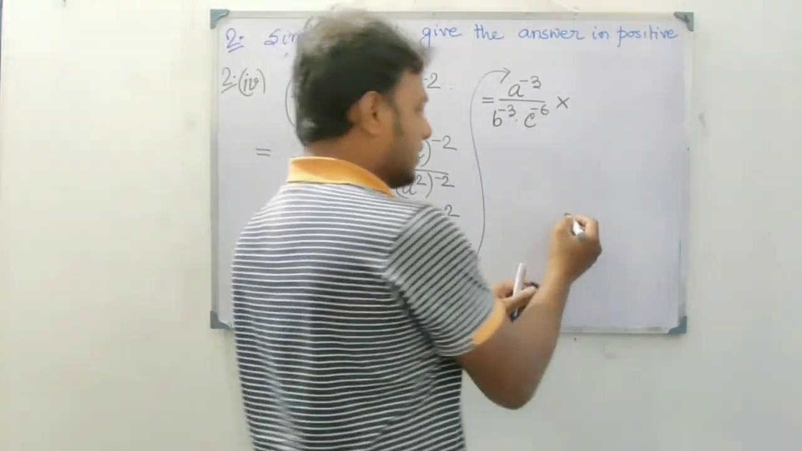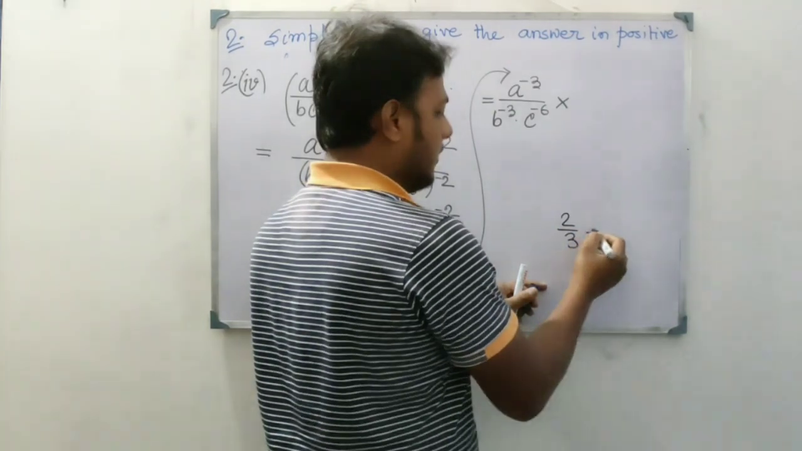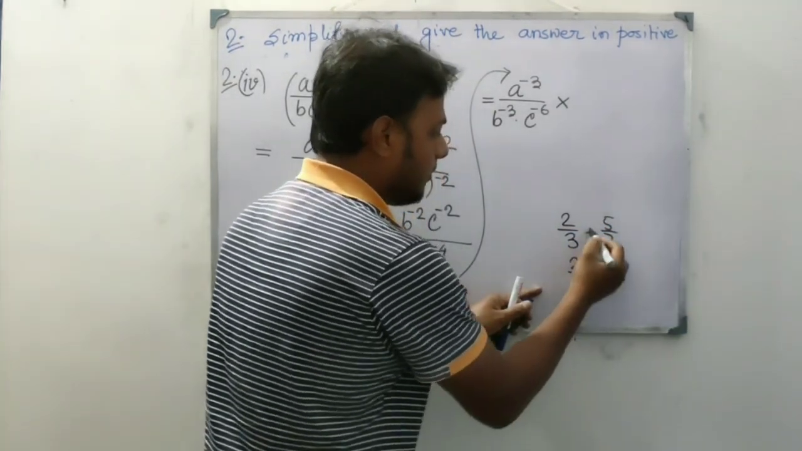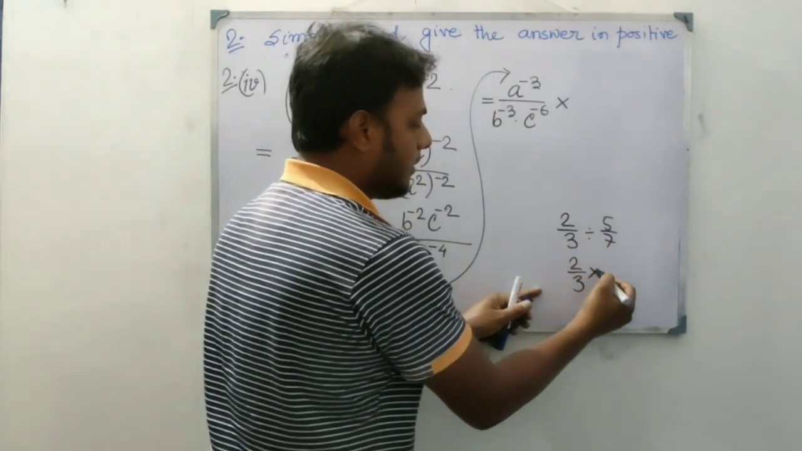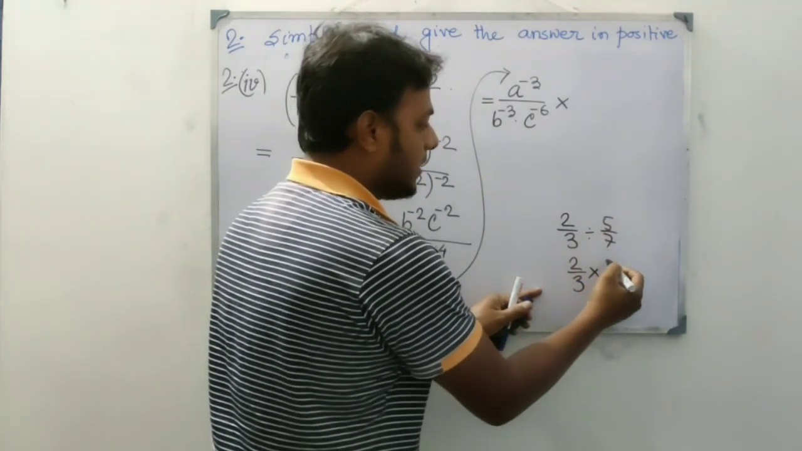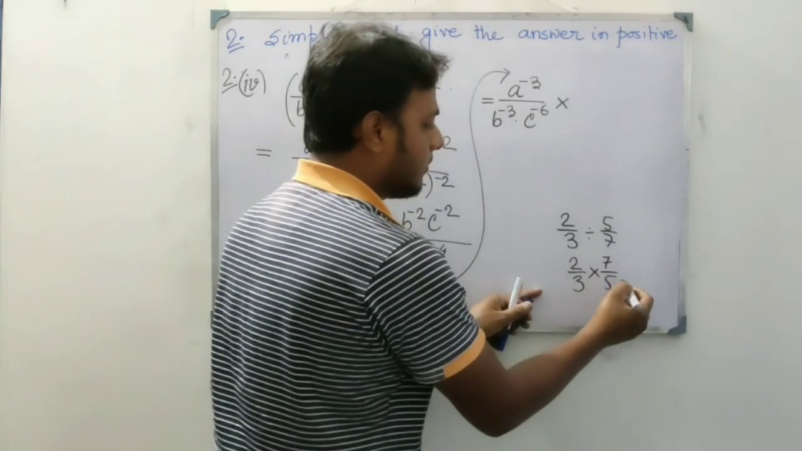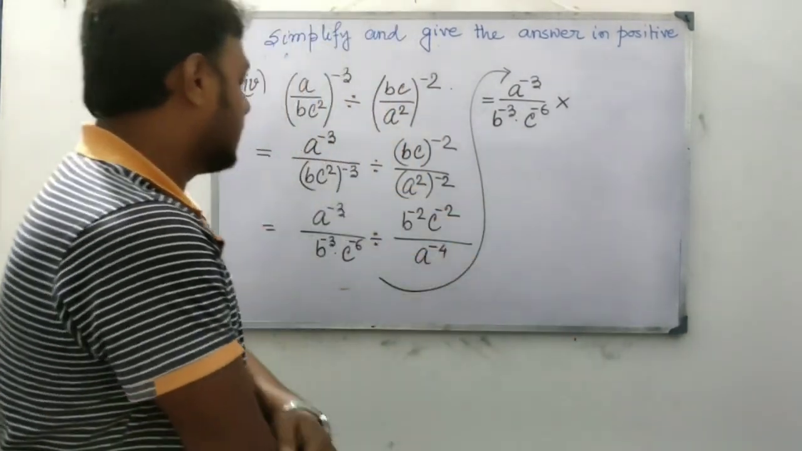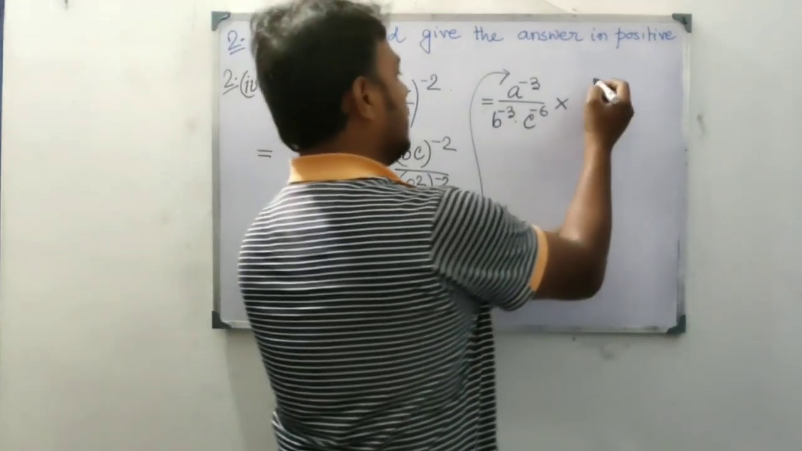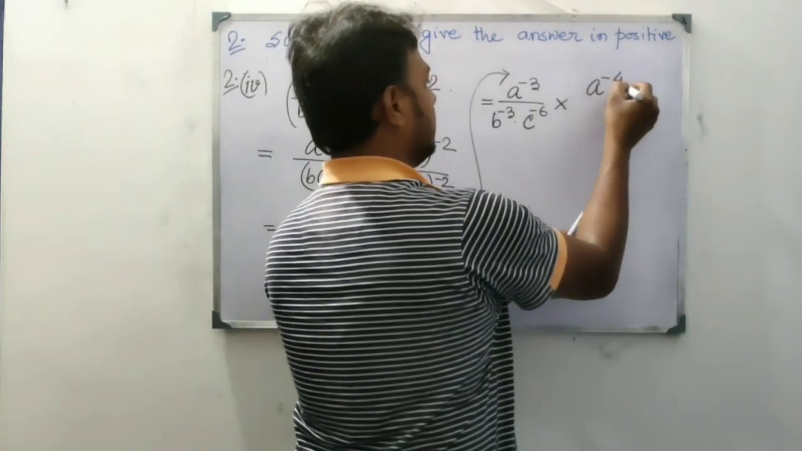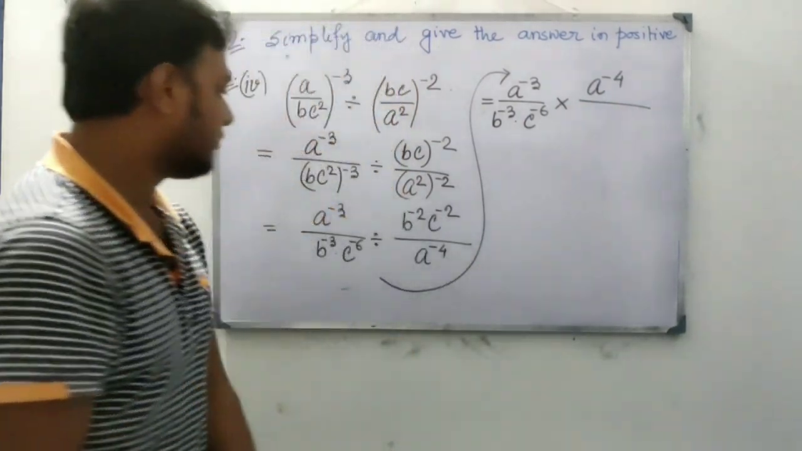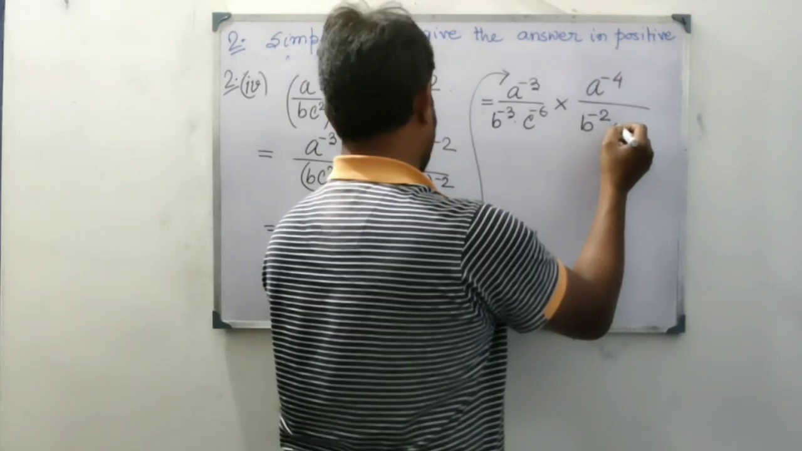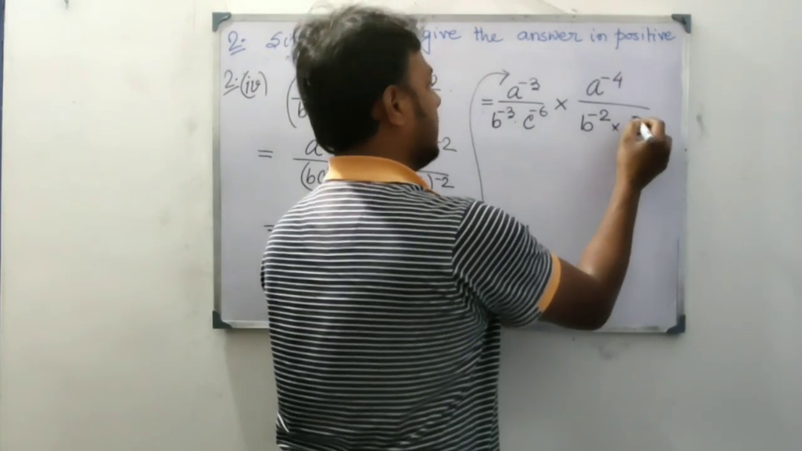You know this concept that 2 by 3 divided by 5 by 7. Then 2 by 3, in the place of division we write multiplication, and 5 by 7 changes to 7 by 5. Okay, we are using the same concept here. So it will be a to the power minus 4 by b to the power minus 2 into c to the power minus 2.